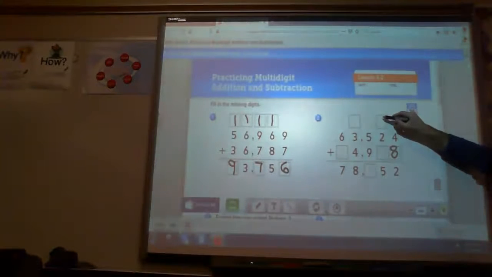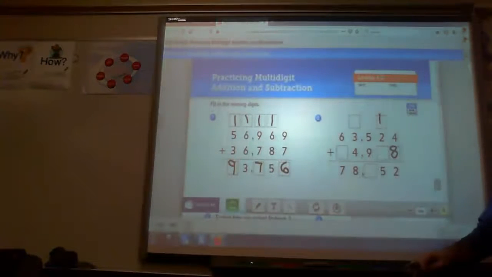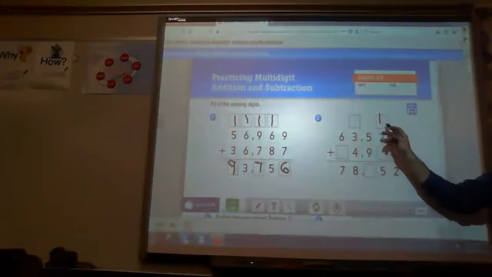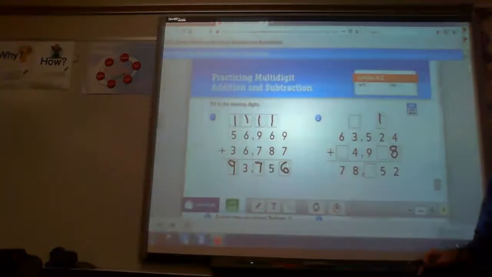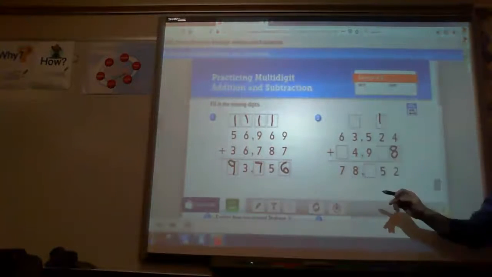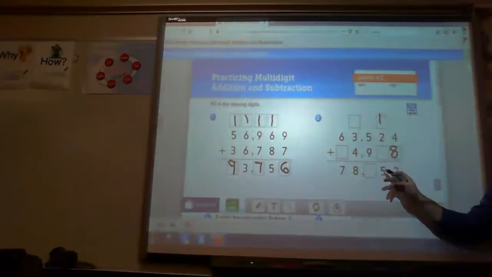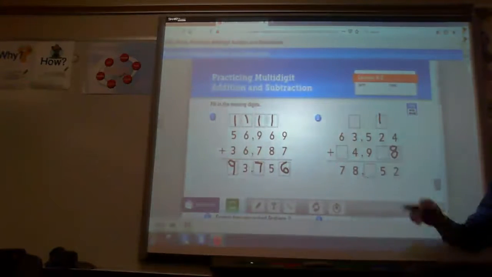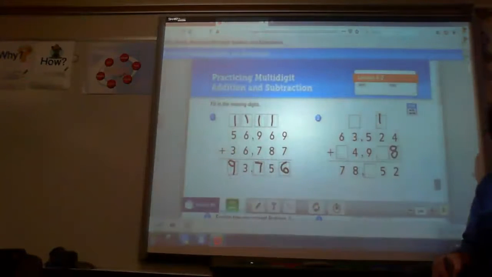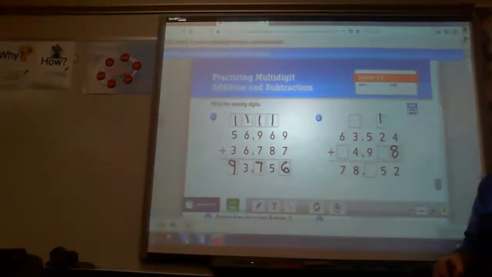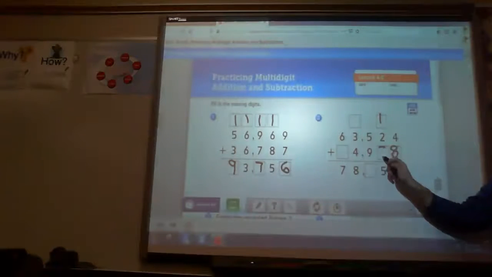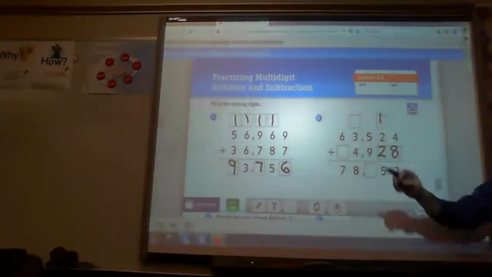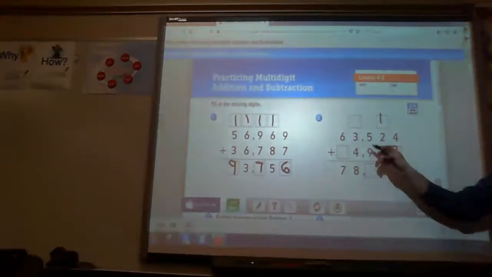What goes up here? 1. How much do you have here and here combined? 3, 2, 1, class. Can you add something to 3 and get 5? Okay, good. Write in what it should be. What is it, class? 2. 2 plus 2 is 4. 1 more is 5. Do this column.